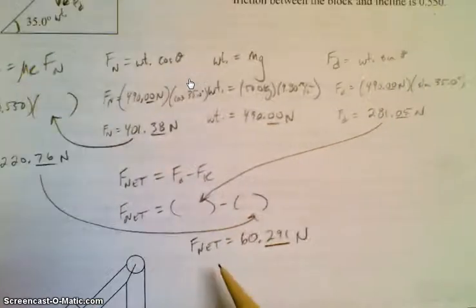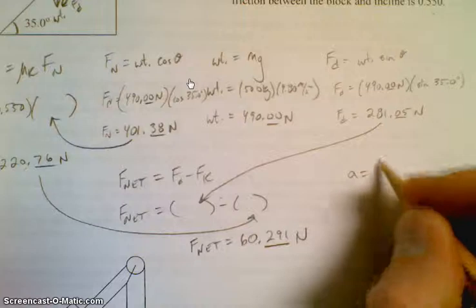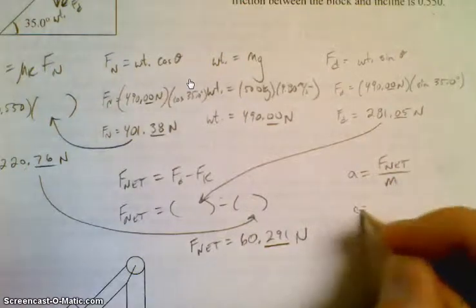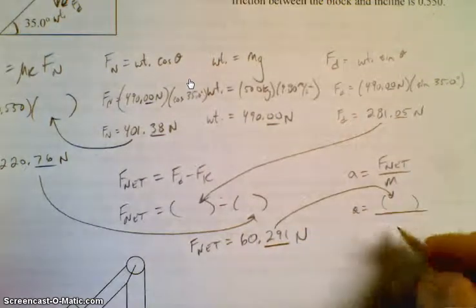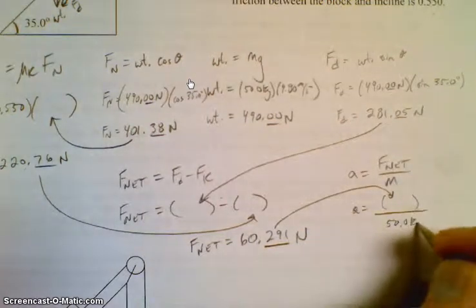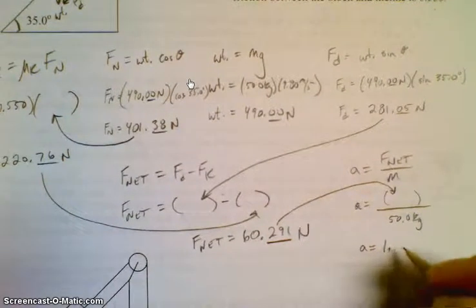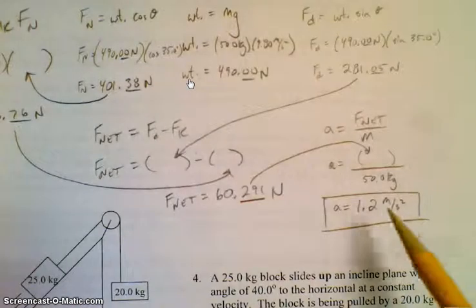And then what can I solve for once I know the net force? Good. Acceleration is net force over the mass. So it's pretty straightforward at this point to plug in your net force, and your mass is 50.0 kilograms. So 60.291 divided by 50, and I get a value of 1.2 meters per second squared. Again, two significant digits on my answer right there.